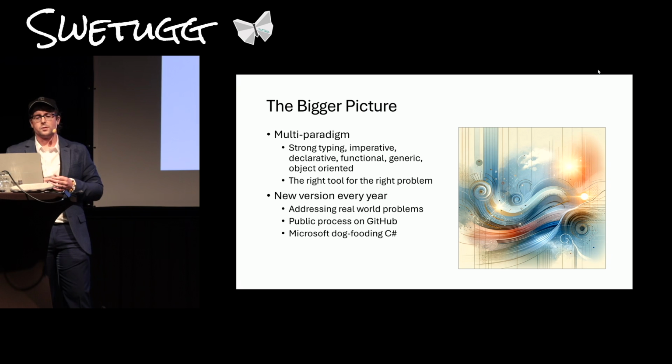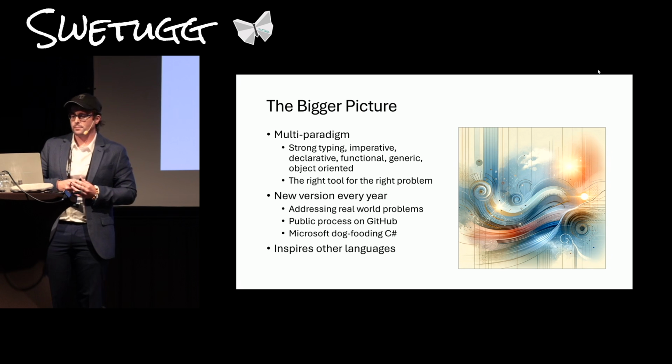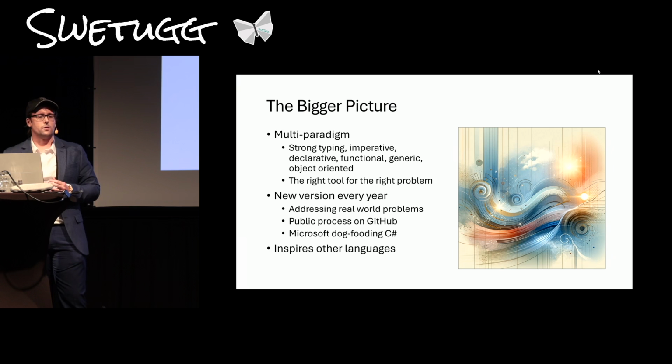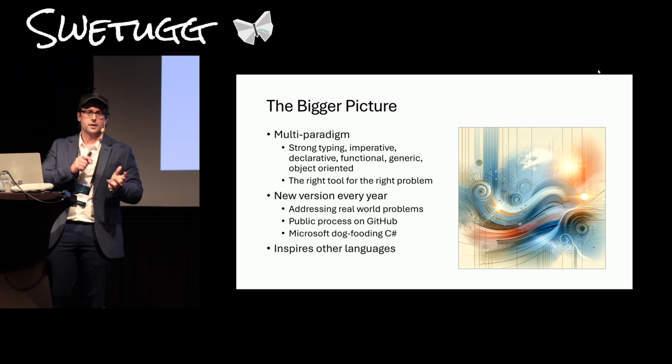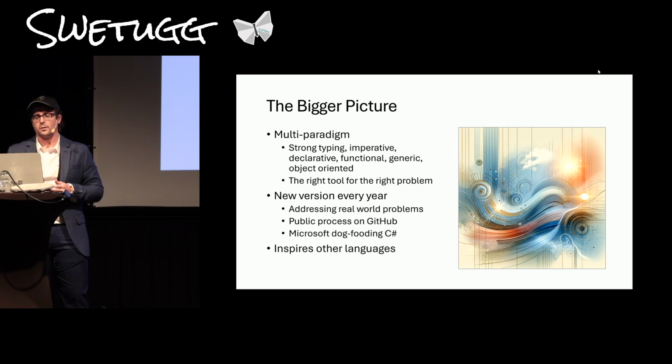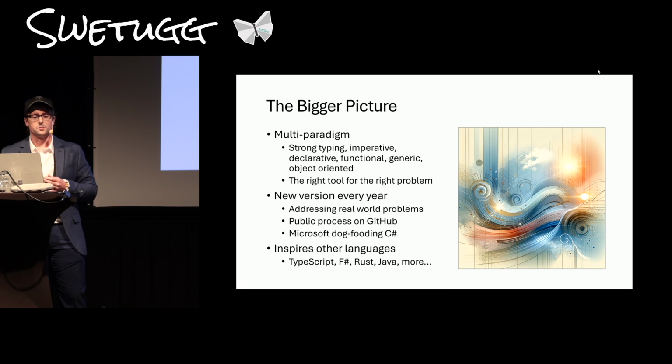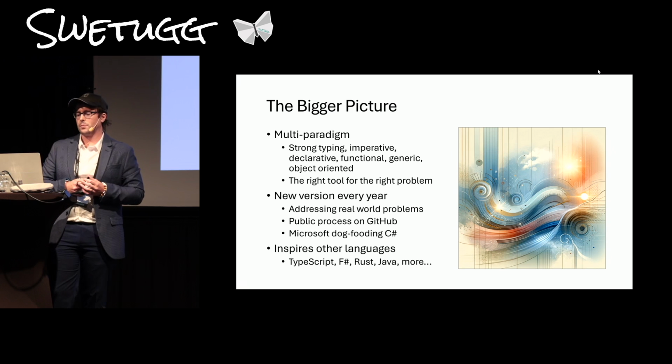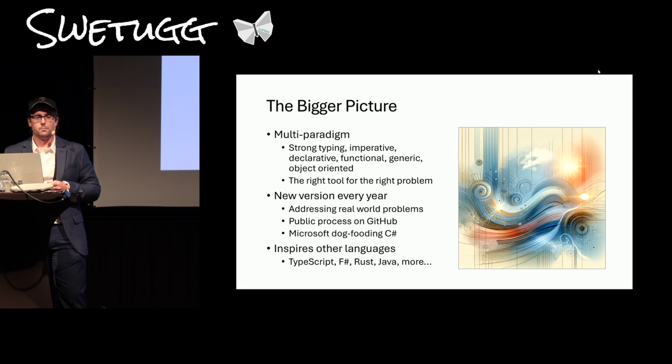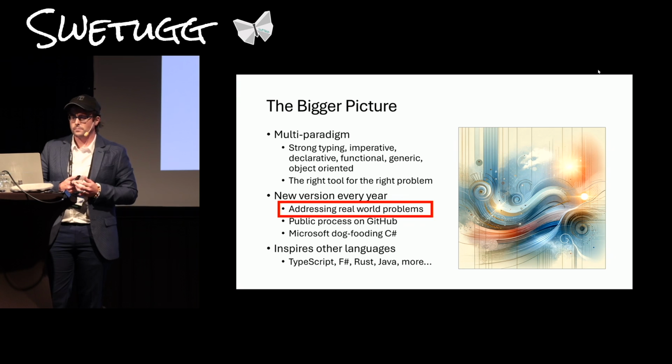So it's a public process on GitHub, and Microsoft is dogfooding C#. That's why it's moving quite quick and well lately. And it's inspired a lot of other languages, as we'll see moving through the versions, how other languages have picked up features from C# along the years. Languages like TypeScript, obviously, because it's made by Anders, same person who made C#, but F#, Rust, Java, many more have been very inspired by C# and features in it.